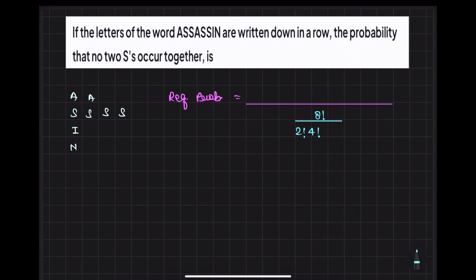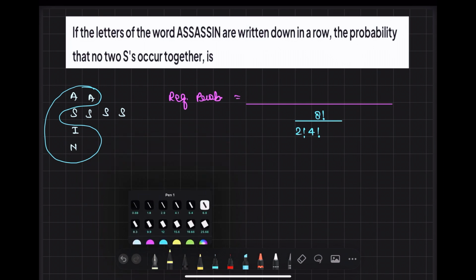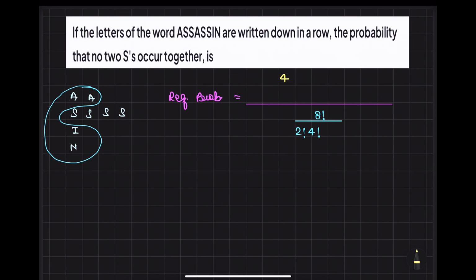Now we have to apply the gap method, which means first we have to arrange these other letters. So there are 4 letters. These 4 letters will be arranged in how many ways? It is 4 factorial ways, out of which 2 A's are the same. So for that we have 2 factorial.